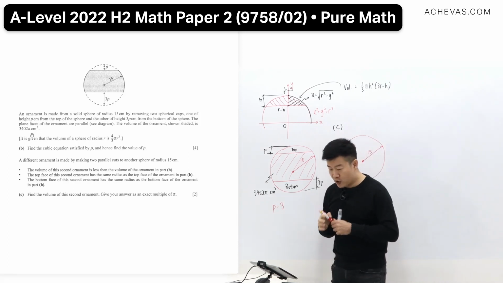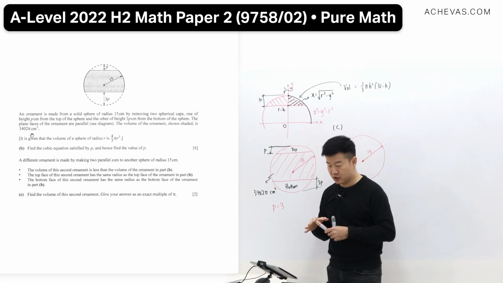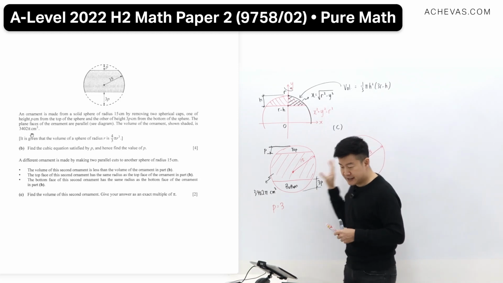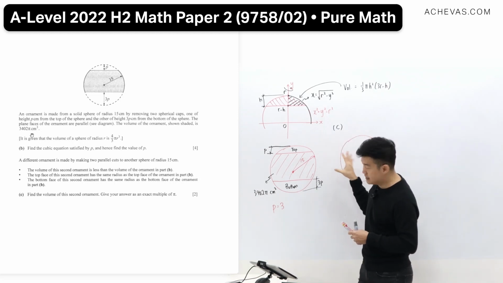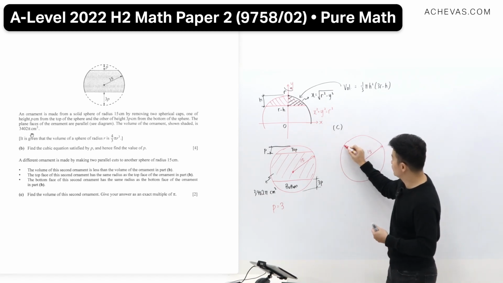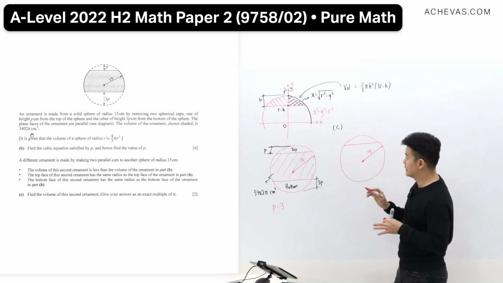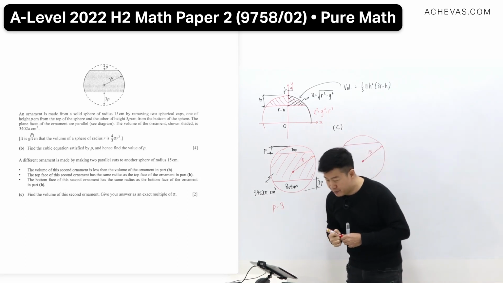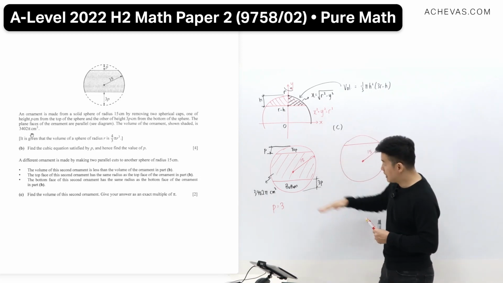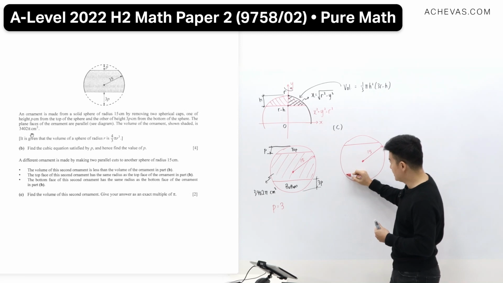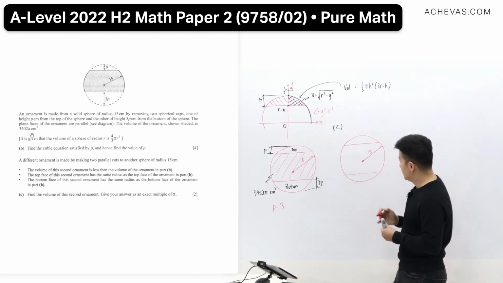This new volume of this second ornament has to be less than the volume of this first ornament. And the top face of the second ornament has to be the same radius as this. So the top must be the same as this. Let me just draw it to symbolize that it is the same. Okay, so this is going to be the same as this. And the bottom face of the second ornament must be the same as this. So it must be like this, the same as this.